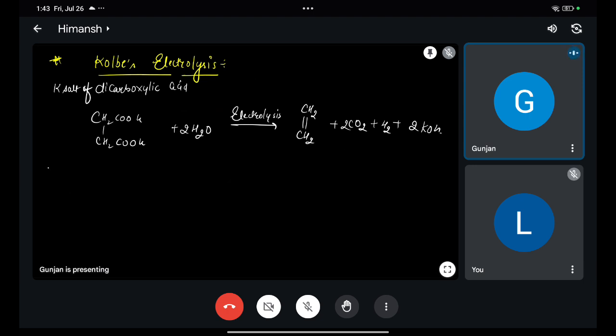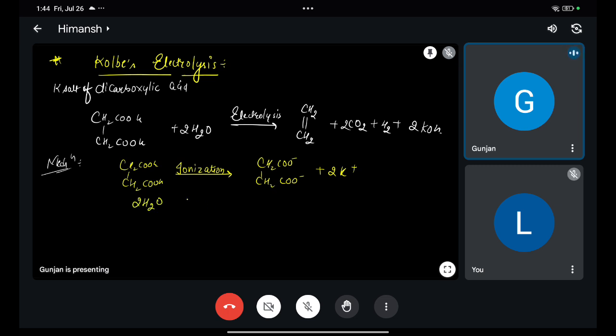So how does it actually happen? Let's discuss the mechanism of it. First of all, there is the ionization. CH2COOK, CH2COOK, it undergoes ionization. When it undergoes ionization, it will be CH2COO minus, CH2COO minus, and 2K positive. Right? Also, water is present. Water will also undergo ionization, H positive and OH negative.